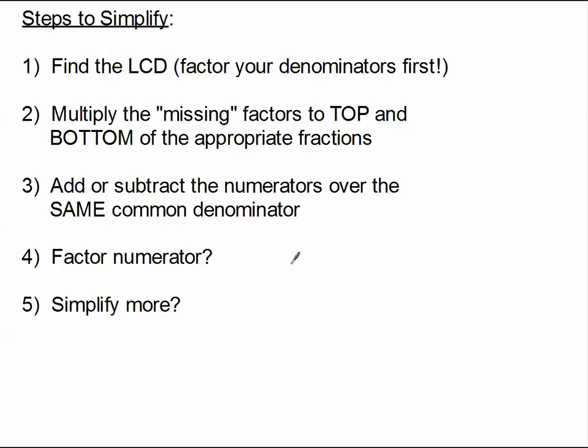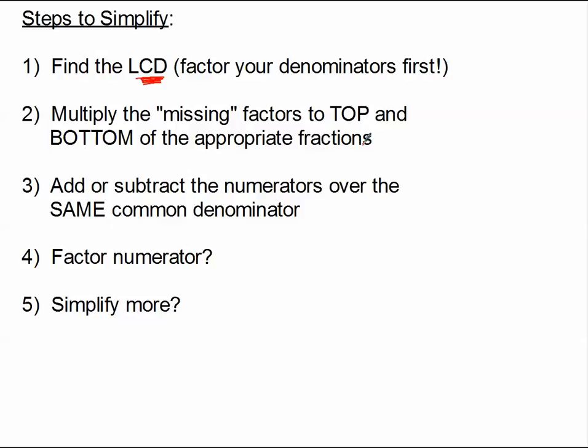So let's first explore the steps to simplify. Step number one, we need to find the LCD. The common denominators, they must be common so that we can add or subtract. Now, in order to do this, we might need to factor our denominators first because we'd like to see all of the factors. Once we have found the LCD, step number two, we're going to multiply the missing factors to the numerator and the denominator of the appropriate fractions so that all of the denominators are the same.